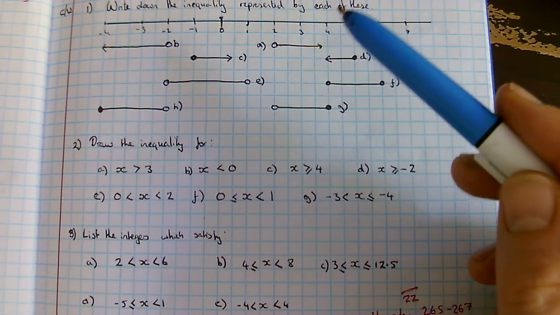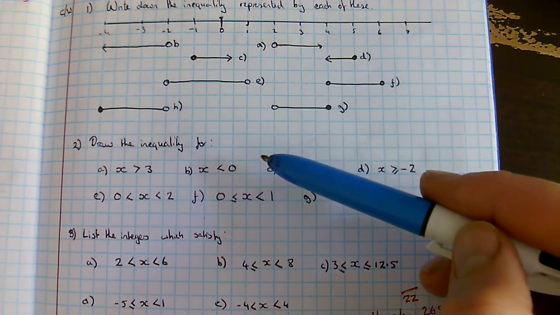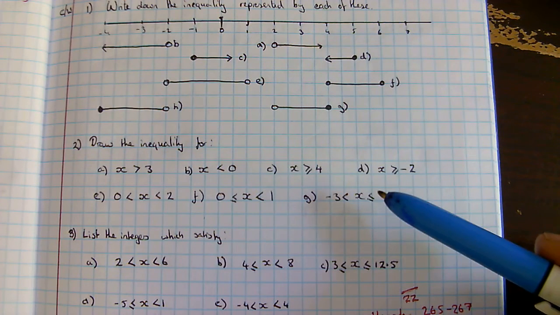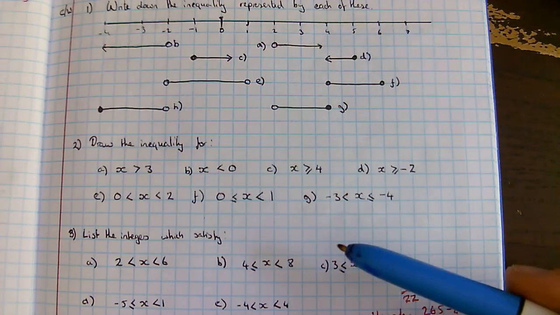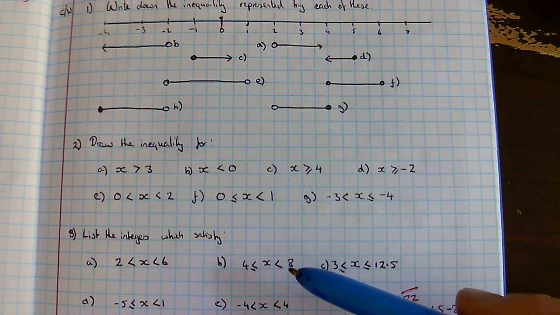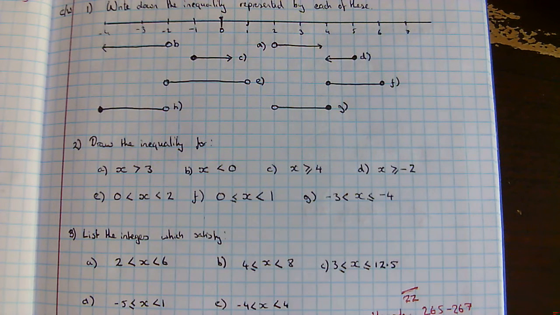So take another copy of the same number line, and I want you to draw in a diagram explaining what each of these looks like. For question 3, I just want you to list the whole numbers which satisfy each of those inequalities. Pause the video while you have a go, and then when you're ready we can have a look at solutions.